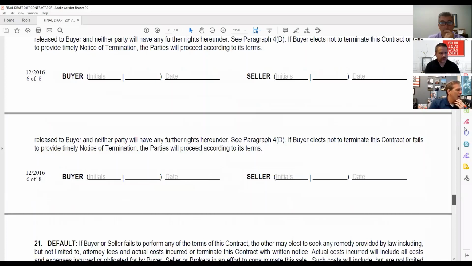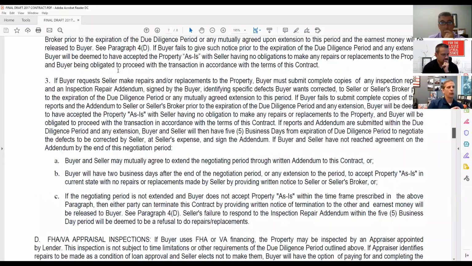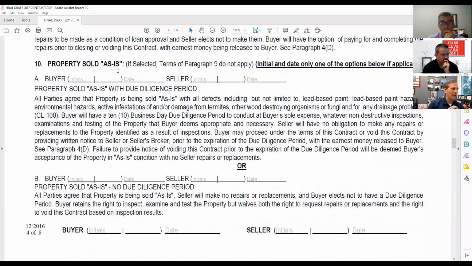So under paragraph 10, we have a couple of things we need to talk about with as-is properties. Paragraph 10 is when your client wants to buy the property as is. 10B is what we're going to start with first. This is property being sold as is, no due diligence period.